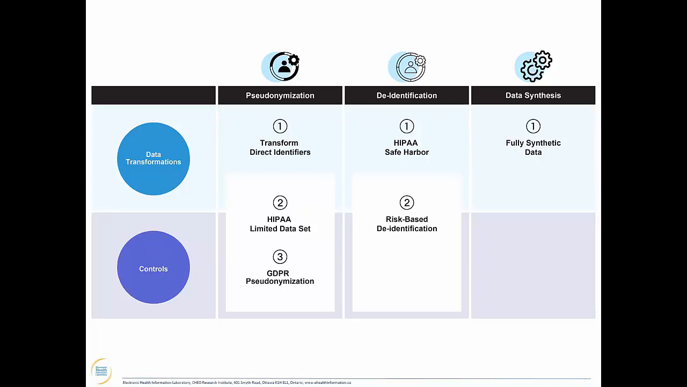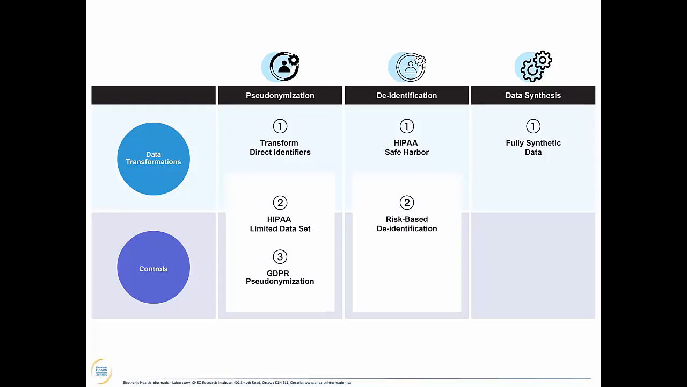First of all, HIPAA Safe Harbor, which involves removing or generalizing a fixed set of attributes. So there are 18 in total. There are some provisions in the Safe Harbor that expand its scope a bit. For example, attribute 18 is any other uniquely identifying number, characteristic, or code, which has been interpreted quite broadly. Also the covered entity must have no actual knowledge that the remaining information could be used to identify the patient.